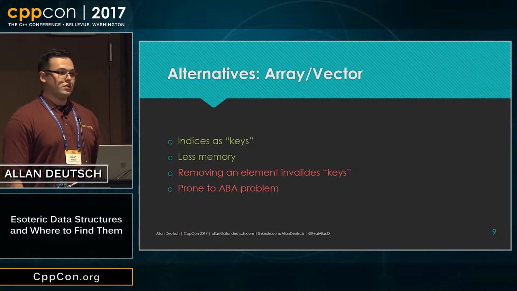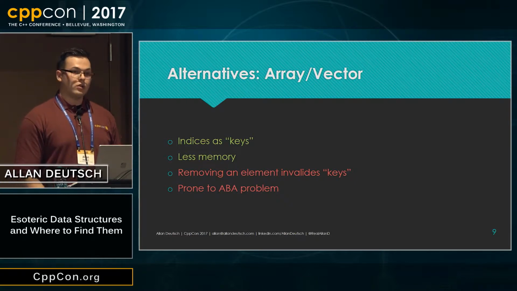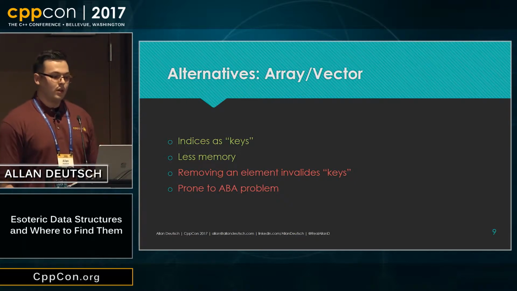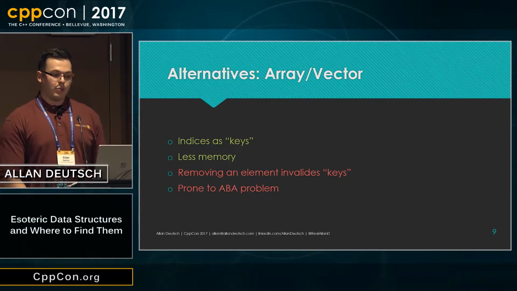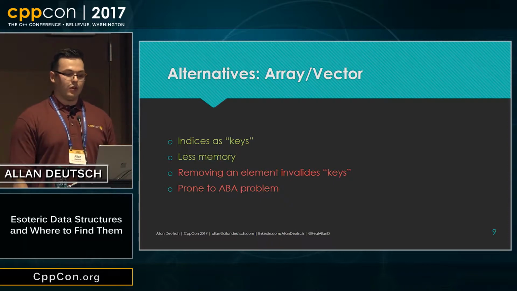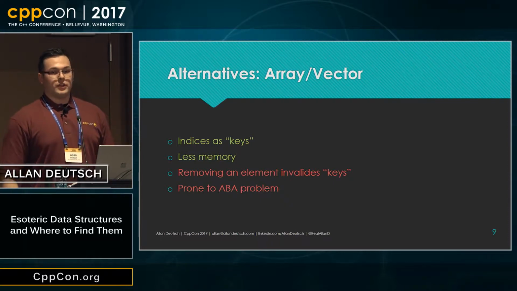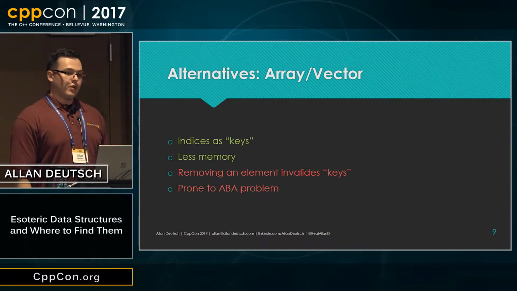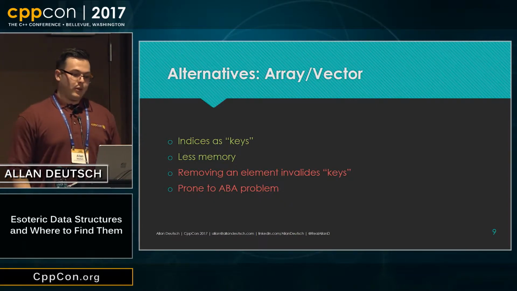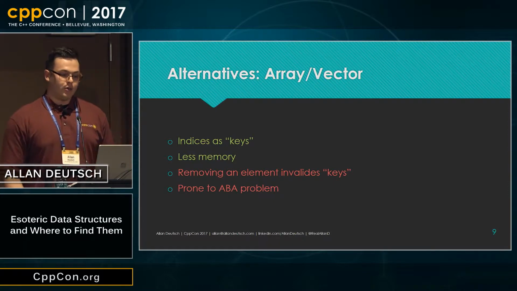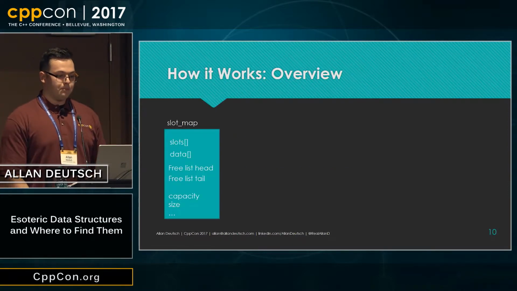Another alternative would be using an array or a vector. You can use the indices kind of like keys, and since it's all packed together, it's going to use a bit less memory than a slot map because it doesn't have some of the overhead to make the guarantees. But the downside is that when you want to remove something from it, that's going to either invalidate everything after it or at least the last element that might need to be shifted into that spot. And arrays are also prone to the ABA problem.